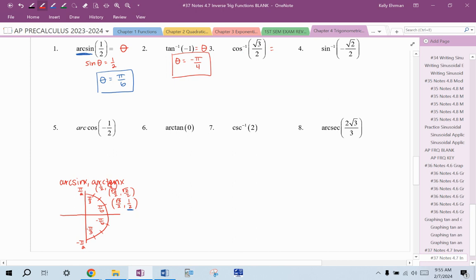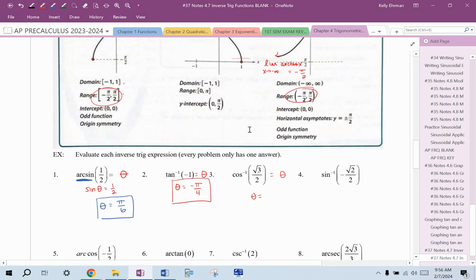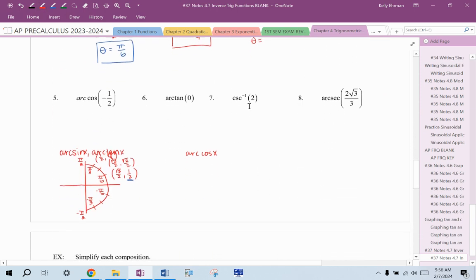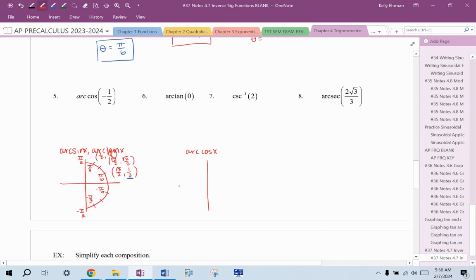Arc cosine, inverse cosine of radical 3 over 2. Again, we're looking for an angle. What's the angle that makes cosine radical 3 over 2? Now, arc cosine is not from negative pi over 2 to pi over 2. Its range, let's go back to this graph, is 0 to pi. So we're only allowed to look at the top half of the circle for our set of answers, from 0 to pi. So I'm not going to label these coordinates again, but same idea. So we can go anywhere from pi over 6 to 5 pi over 6, 0 to pi.